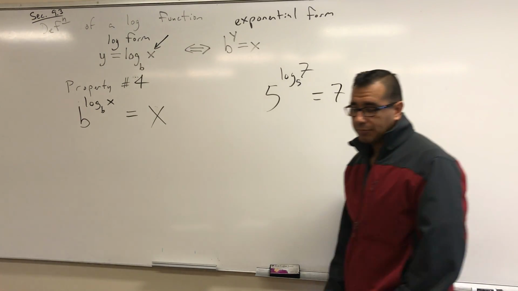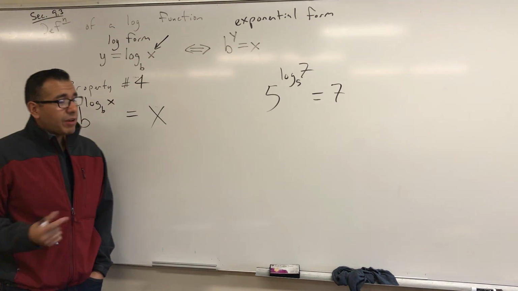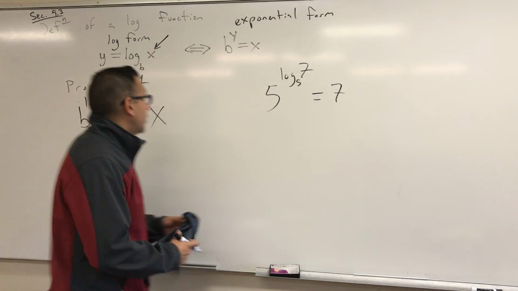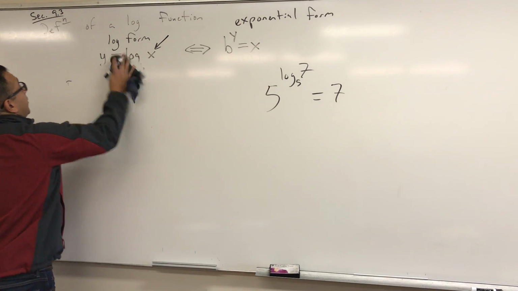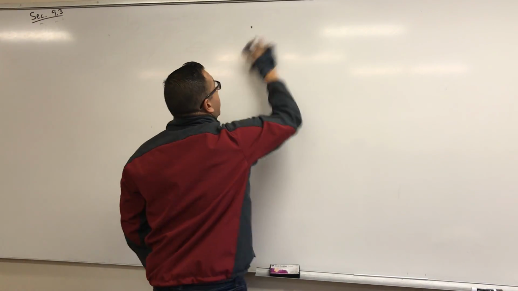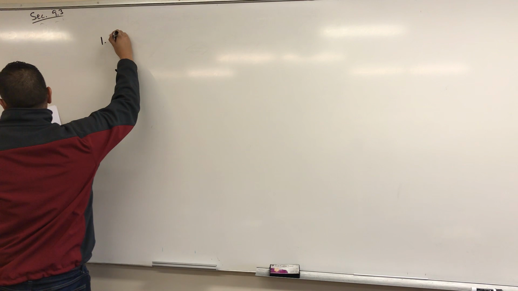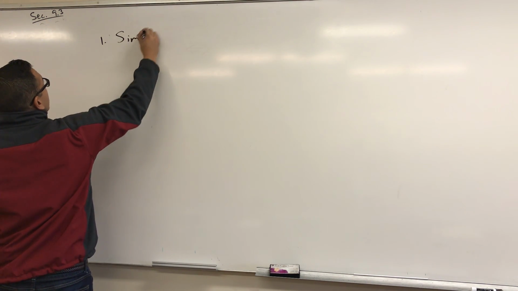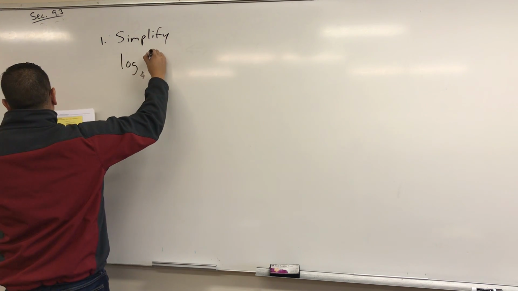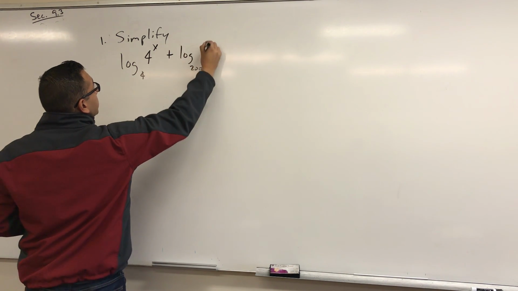So what we're going to do right now is use those 4 properties that I just showed you, and we're going to evaluate the following logs. Are we good so far? All right, let's do it. Using the properties, let's simplify. The only instructions you'll have is to simplify the following: log base 4 of 4 to the x plus log base 200 of 1.